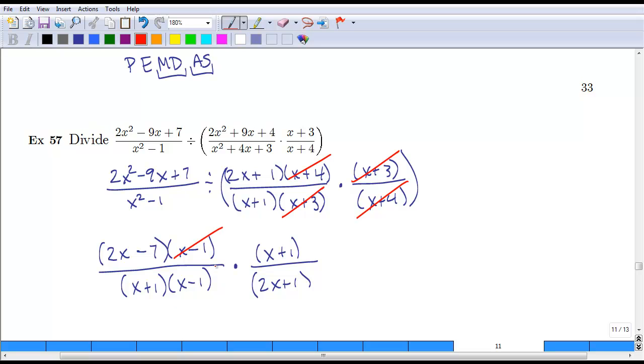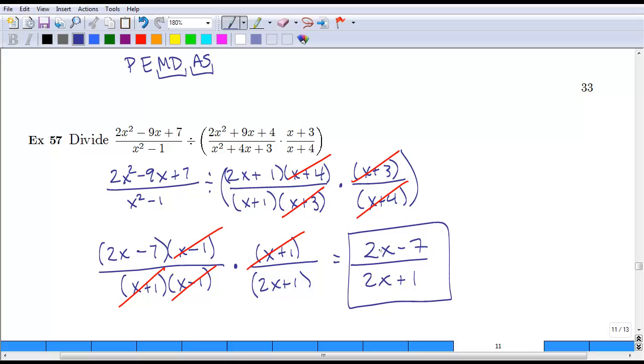Everything else here is simplified to be 1. So now x minus 1 divided by x minus 1, x plus 1 divided by x plus 1, and we are left with 2x minus 7 over 2x plus 1. And this is our final answer. Again, do not try to attempt to divide the 2x and the 2x. They cannot be separated from the negative 7 up top and the plus 1 in the denominator.